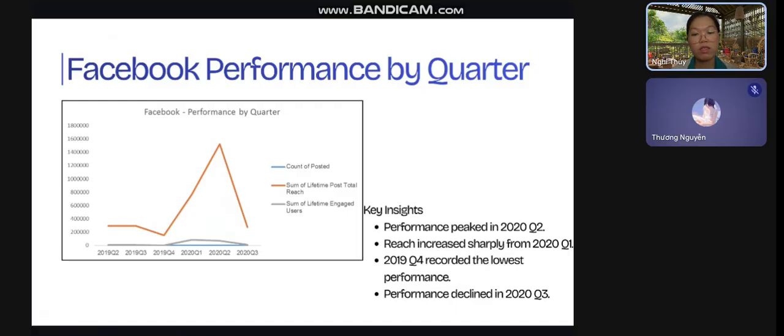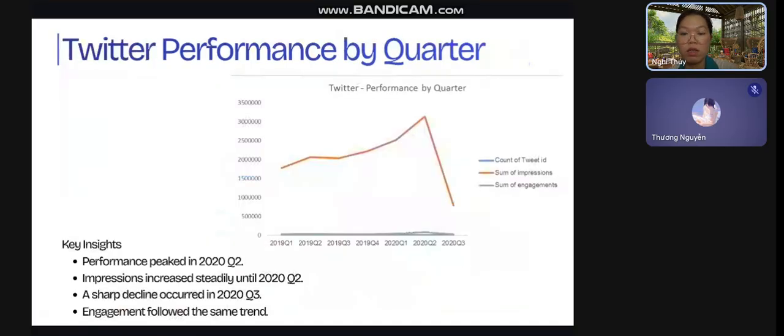Twitter followed a similar pattern. On Twitter, impressions increased steadily until 2020 Q2, where they reached the highest level. After that, there was a noticeable decline in 2020 Q3. Engagement followed the same trend, showing that user interaction also decreased after the peak.